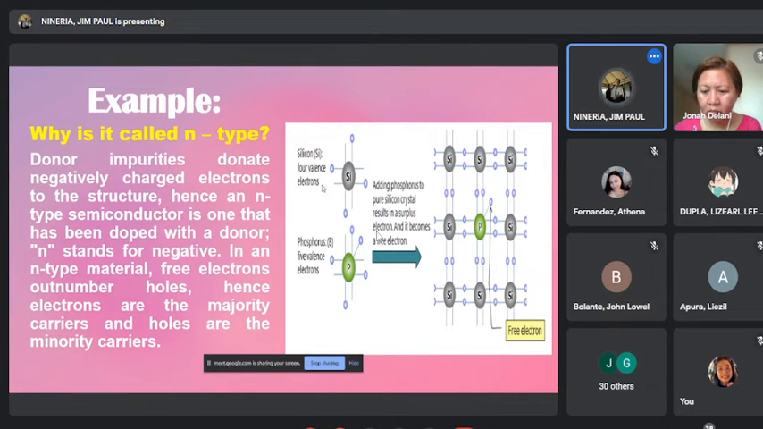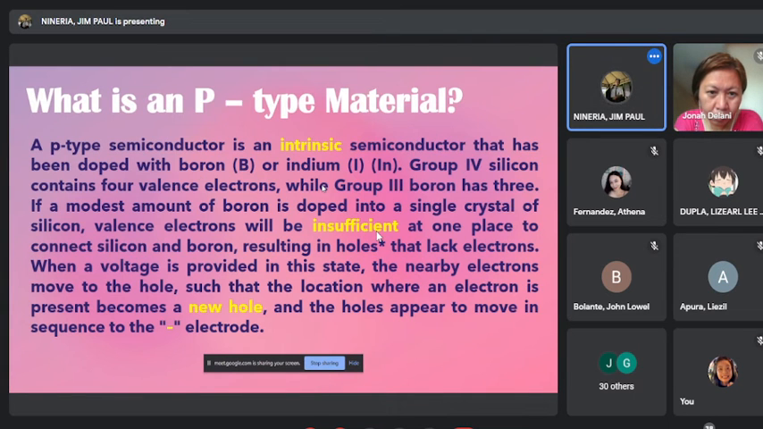Right, so this is silicon. While the phosphorus, since it belongs to group 5, has 5 valence electrons. And then it recombines into the structure. As you can see, there are free electrons, since silicon has 4 and phosphorus has 5. So there is an extra. Meaning to say, the N-type has an excess of 1 electron.